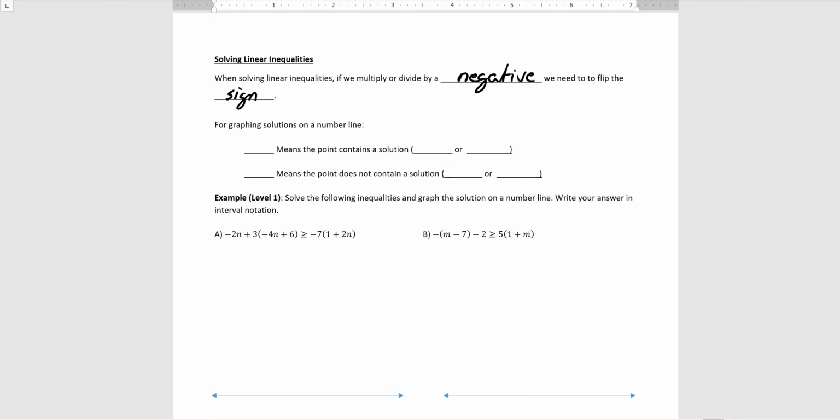We'll also graph solutions on a number line. So we'll use open circle, closed circle here. A closed circle means the point contains a solution, which is to say less than or equal to or greater than or equal to. Think about closed circle meaning hard brackets, right? Open circle means the point does not contain, so strictly less than, strictly greater than. Those are soft brackets in interval notation. So we can make that connection between our number line, interval notation, and our inequality.